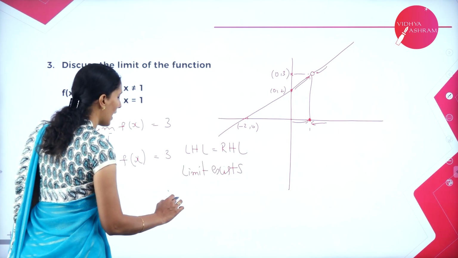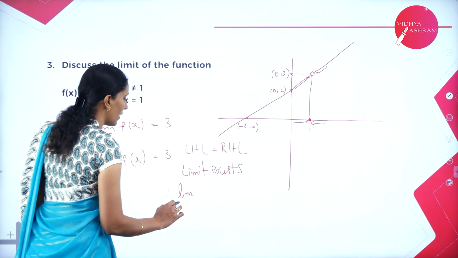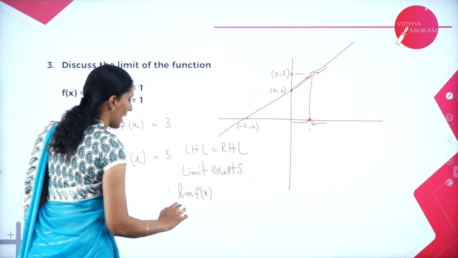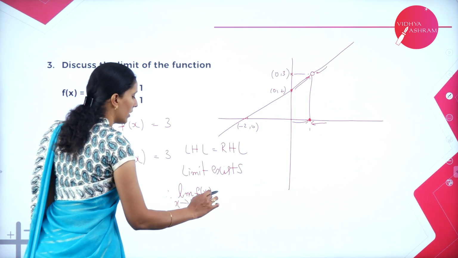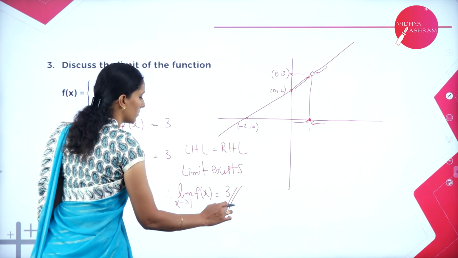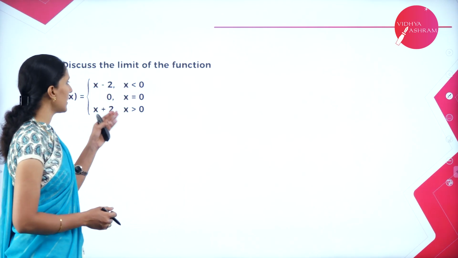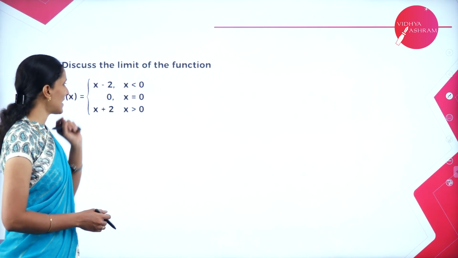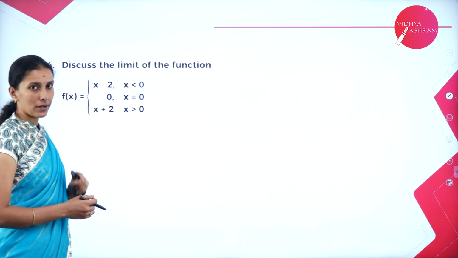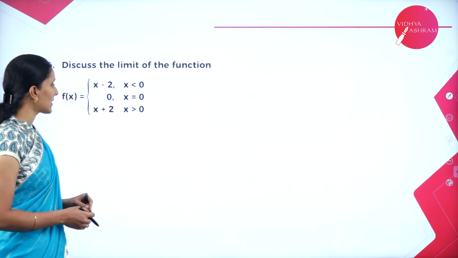So, therefore, I can conclude the limit of the function f of x as x tends to 1 is equal to 3. Next question, discuss the limit of the function f of x is equal to x minus 2 for all x less than 0, 0 for x is equal to 0, x plus 2 for x greater than 0.